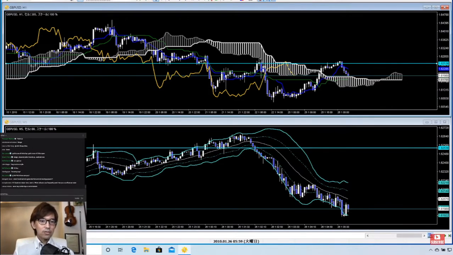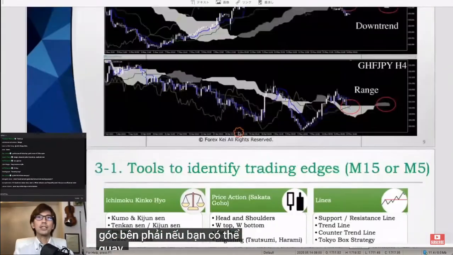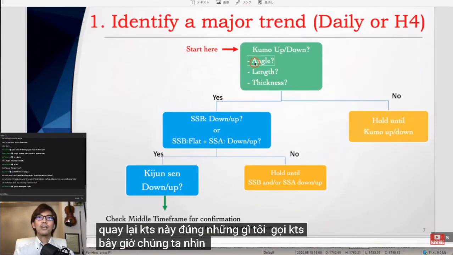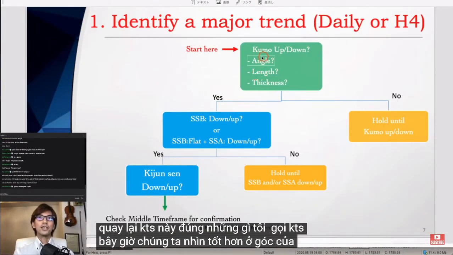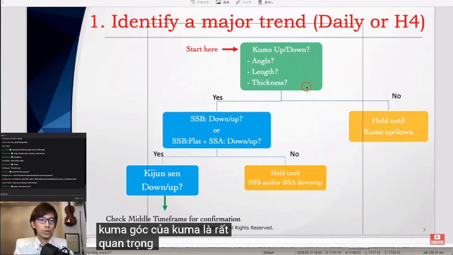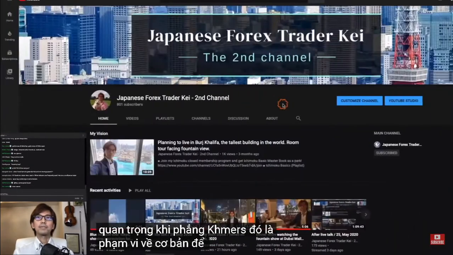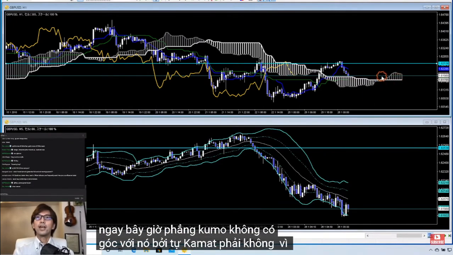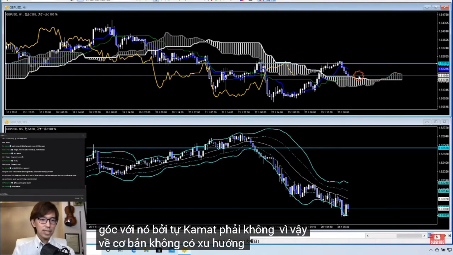What if the next Kumo is green but flat and not moving upward? Then I won't take trades. Kumo should be on an angle, right? If you can come back to this KTS, what I call KTS now, we better look at the angle of the Kumo. The angle of the Kumo is very important. When the Kumo is flat, that's the range, basically. So as you can see right now, the Kumo is flat. There is no angle to the Kumo itself, so there is no trend, basically.